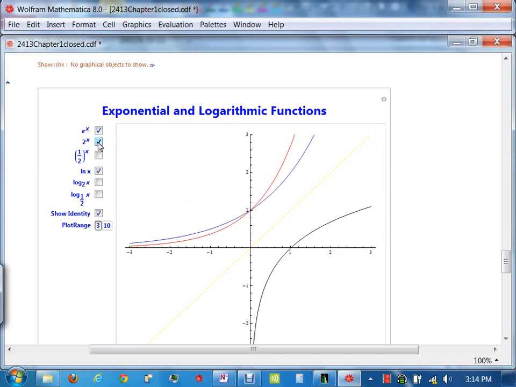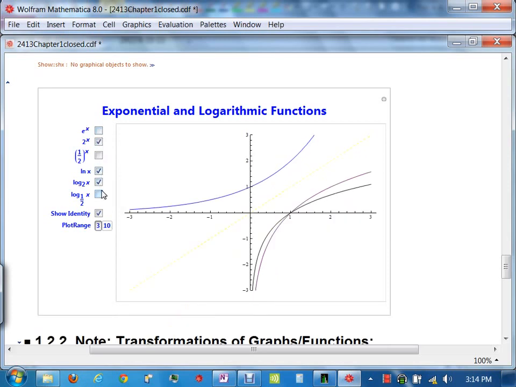If I do the 2 to the x function, the inverse of that is log base 2. So that's its inverse. I'll take the e out of there. You see those two are reflections also. If I do the 1/2 to the x, then its inverse should be a reflection of it. Right there. Log base 1/2.